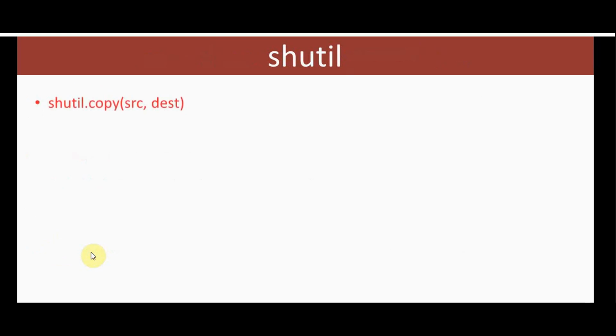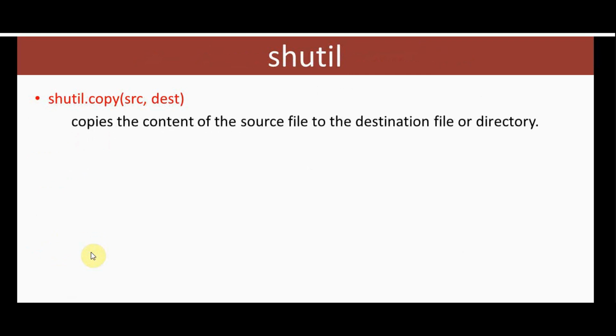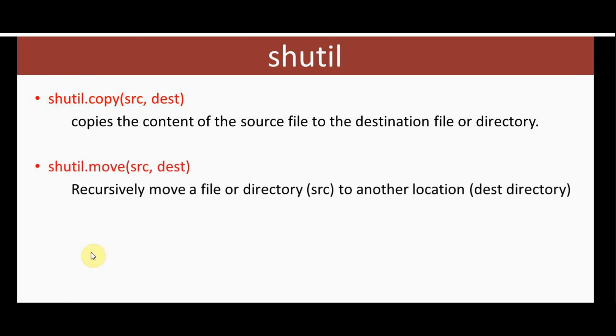And finally, shutil module is used for copy operation and move operation. So shutil.copy takes two arguments, source, destination. It will copy the content of the source file to the destination file or directory. So the source must be a file and destination can be either a file or directory. But in our project, I have designed in such a way that the destination is a directory. Okay, and then shutil.move will recursively move a file or directory to another location, that is to the destination directory.